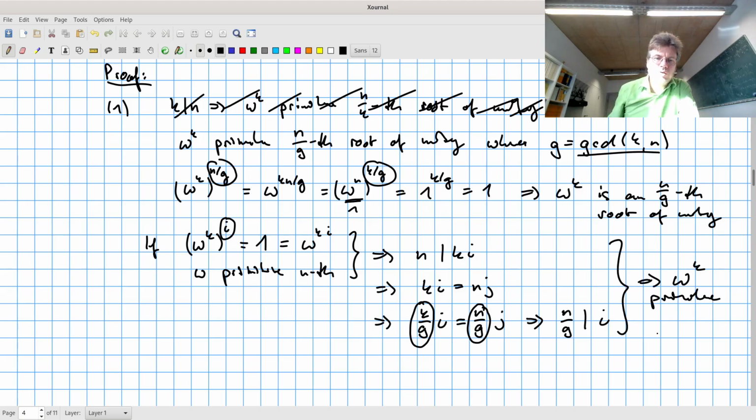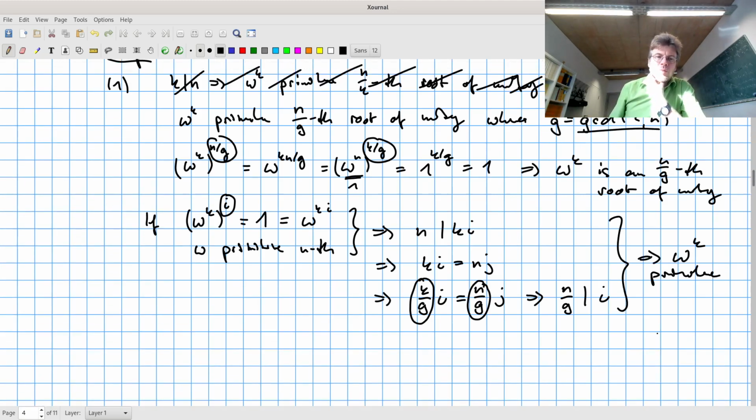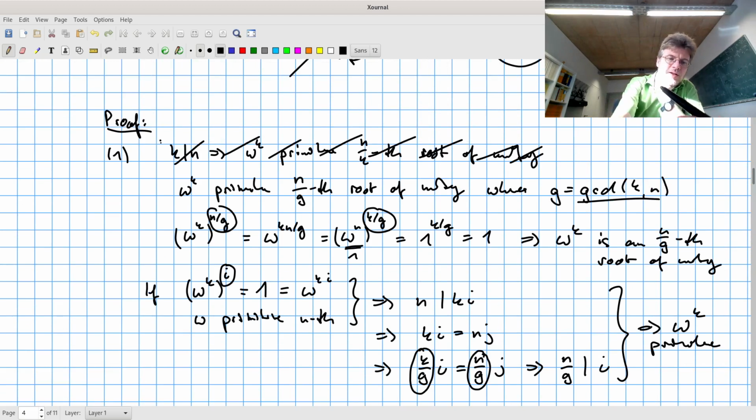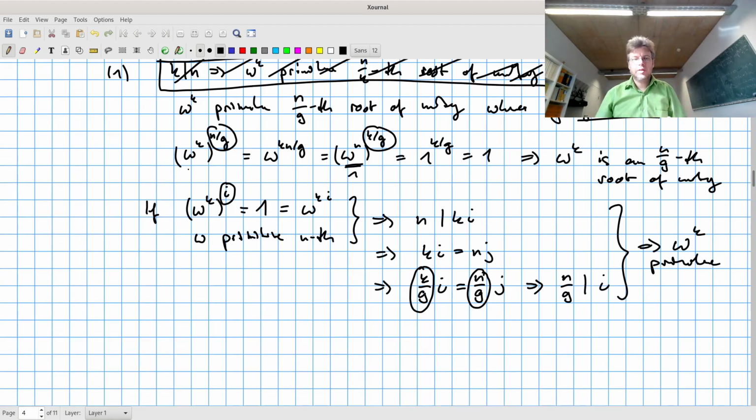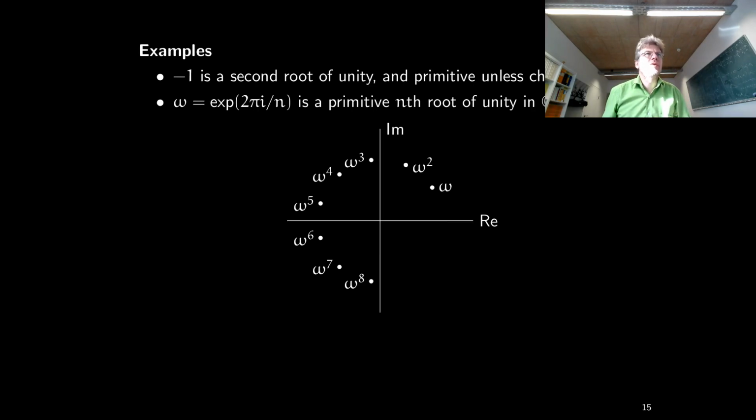A primitive n over g is a root of unity. So from this it follows what we originally stated in the lemma, because if k divides n, then the GCD of k and n is just k, so that would be exactly this statement. But it also shows a little bit more, because if you go back to this one here, now this is 11, it means that all the points on this circle, except 1, are primitive 11th roots of unity.